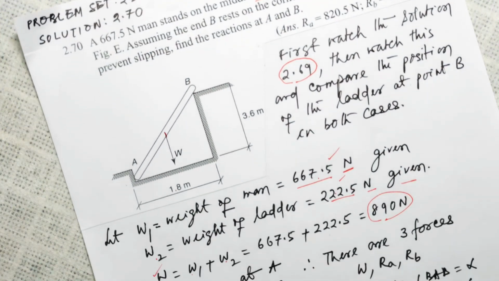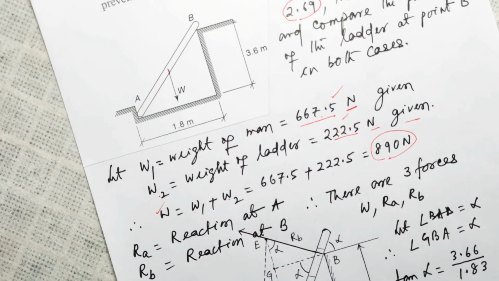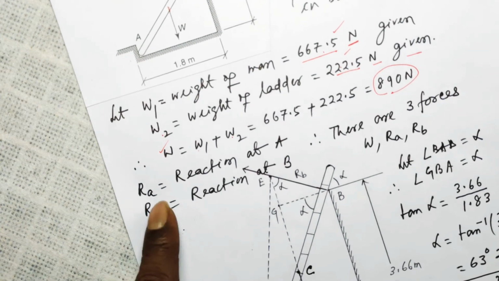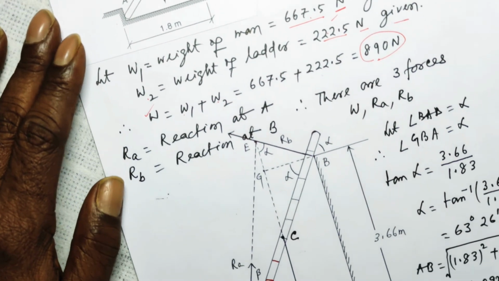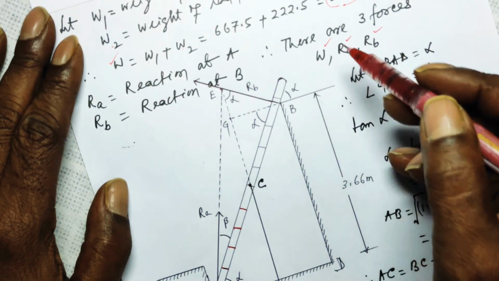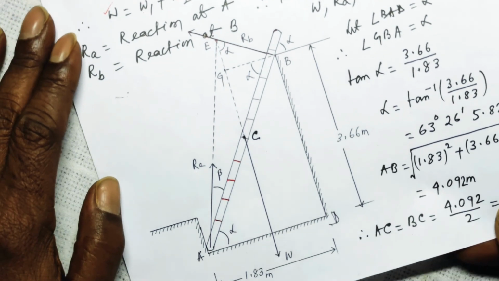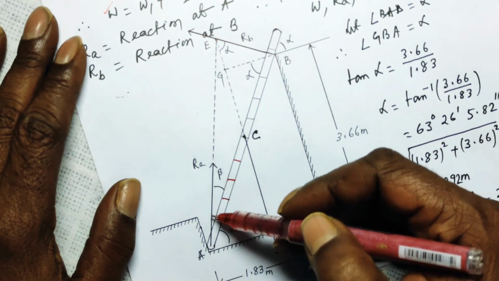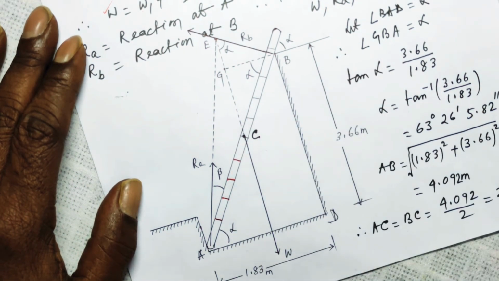Now the reaction, this is to be understood. Let RA be the reaction at point A. RB is the reaction at point B. Now look, there are three forces, RA, RB and the total weight W, the sum of the weight of the ladder and the man. Now you might be asking why this RA is pointing to this side, why it is not along the ladder, right? That is to be understood.